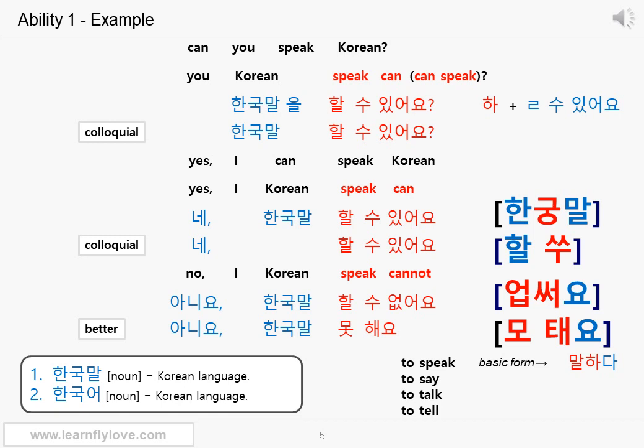Why? We'll tell you very soon. But if you don't remember any of these rules which make you bang your head against the wall, you can just pronounce what is written, no problem. 아니요, 한국말 못해요. Now is the time for you to take the Korean pronunciation rules more seriously.